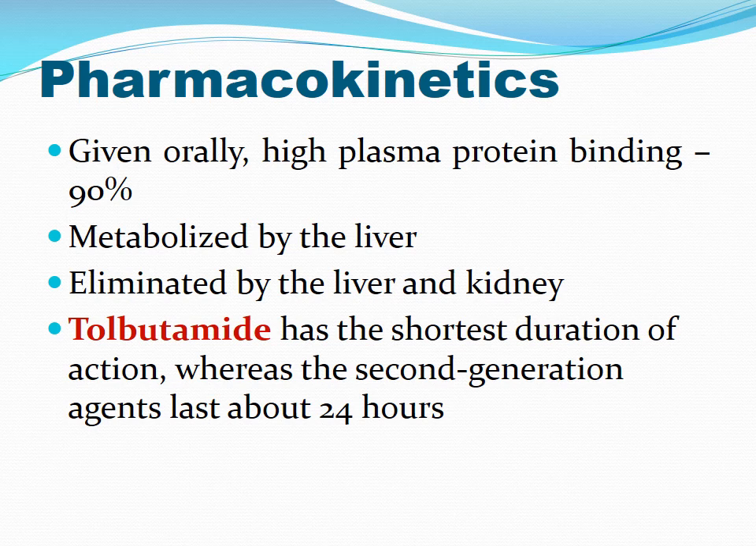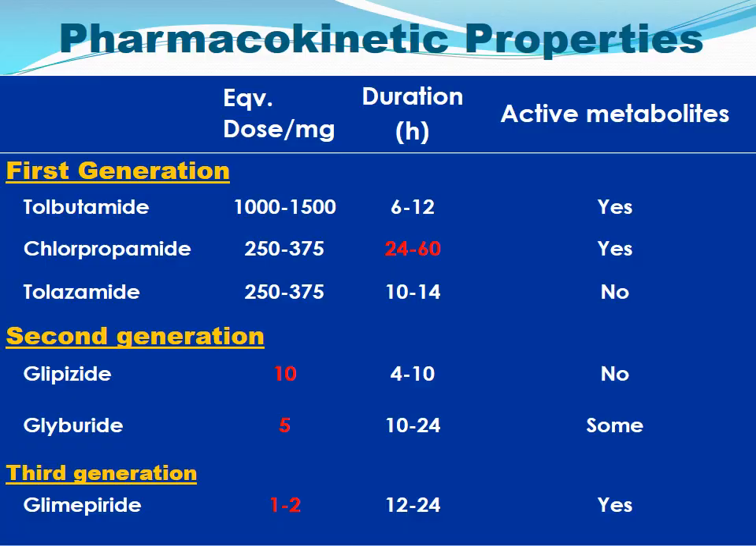Pharmacokinetics: sulfonylureas are given orally. They have a high plasma protein binding, about 90%, are metabolized in the liver, and eliminated by the kidney and the liver. Tolbutamide has the shortest duration of action among the sulfonylureas, while the second generation has a long duration of action of about 24 hours. This table shows the different generations of sulfonylureas, their doses, duration of action, and whether they are metabolized to active metabolites or not.